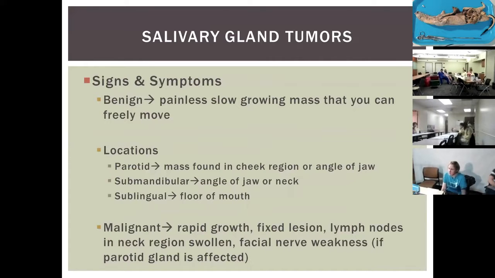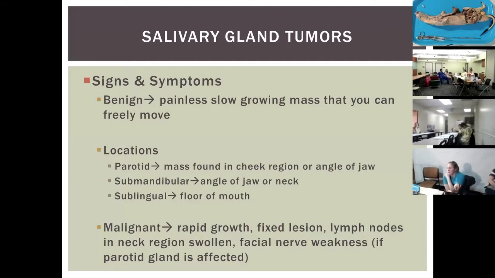So signs and symptoms that they have a salivary gland tumor. If it's benign, it might just be a slow, painless growing mass that you can freely move, meaning if you find the mass, you can stick your fingers on it through the skin, obviously, and move it around. What would tell you which gland is affected is the location. So in the parotid gland, you might find it in the cheek region or at the angle of the jaw. A submandibular tumor you might find at the angle of the jaw or in the neck. And then sublingual would be in the floor of the mouth.